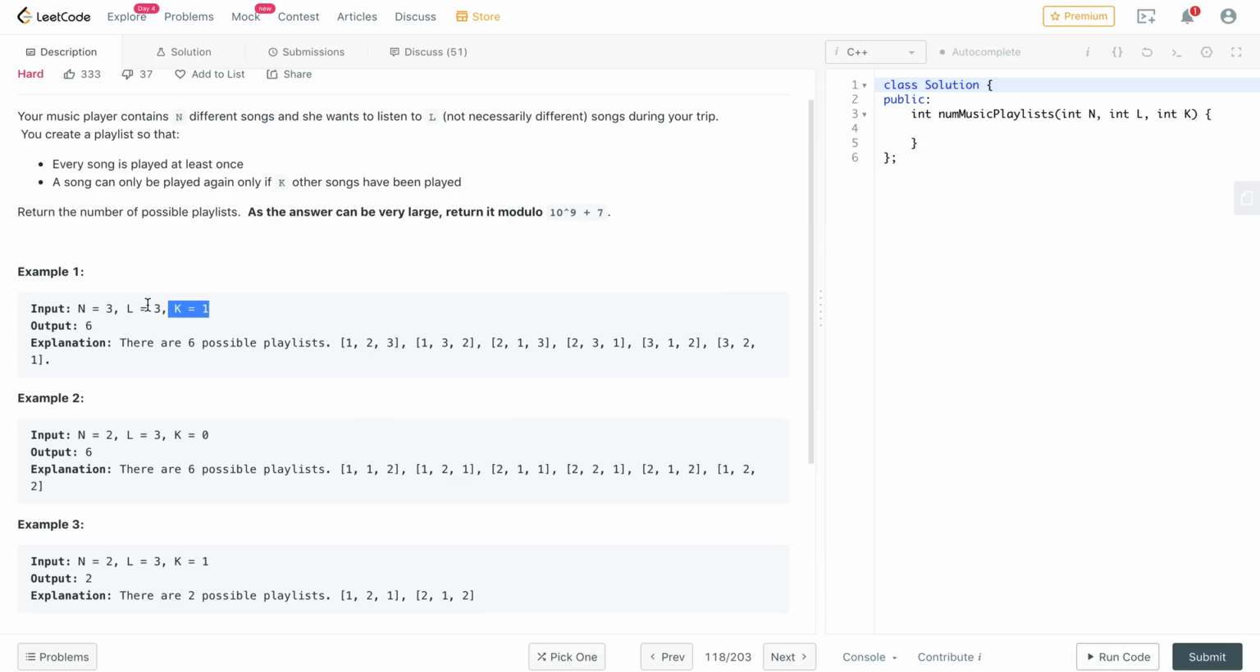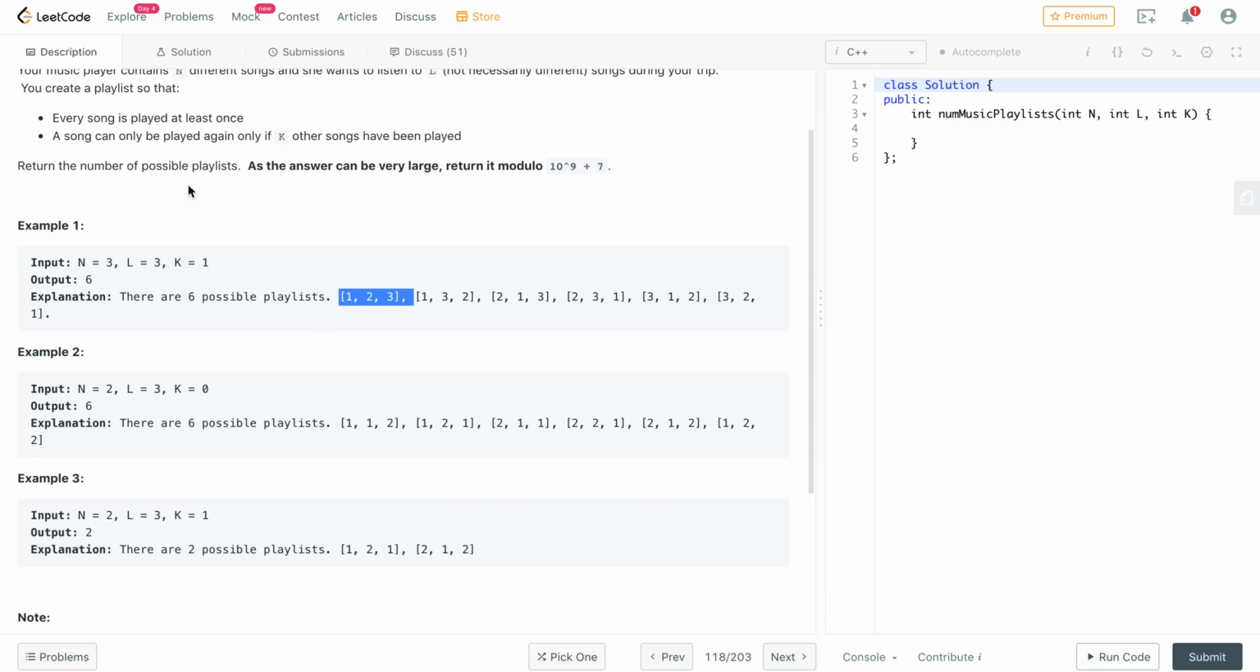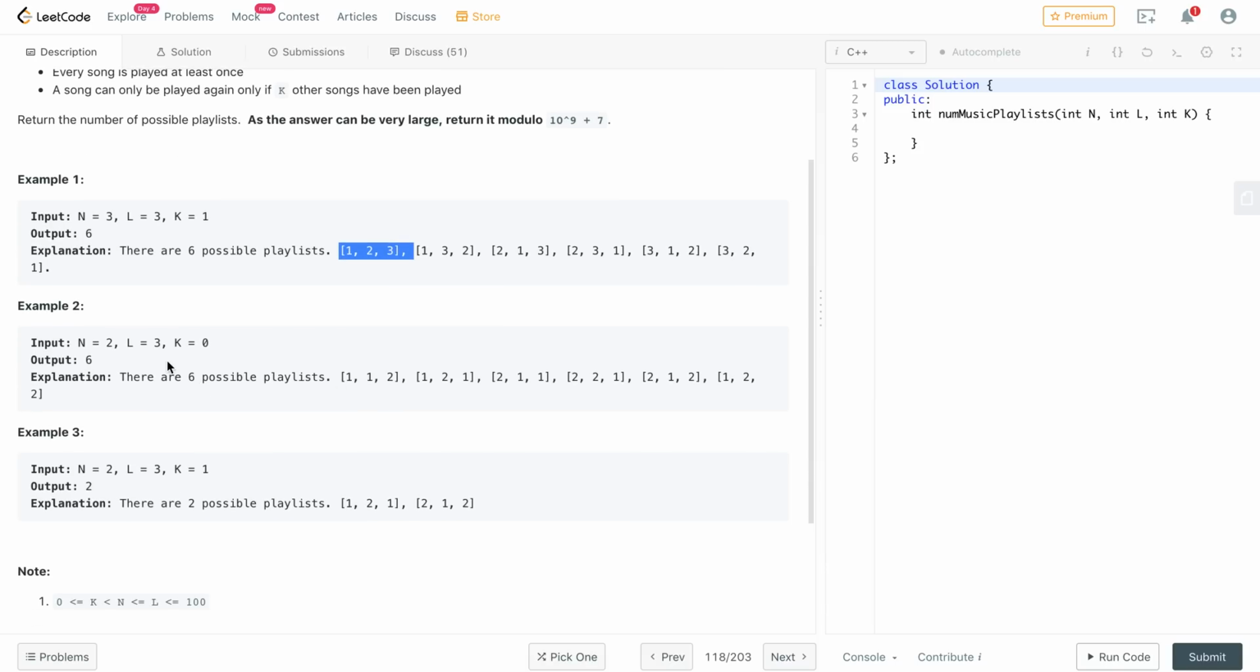Also in this case, because the length and the required length are the same, and because of the first condition that we need to play all of them at least once, we cannot repeat, otherwise we will not have all of the songs being played. In this other case, when k is 0, that means we can repeat, and also the playlist is bigger than the number of songs that we have, so we could repeat one song, and the repetition is allowed immediately because k is 0. Otherwise, if k was 1, then this would have been invalid.